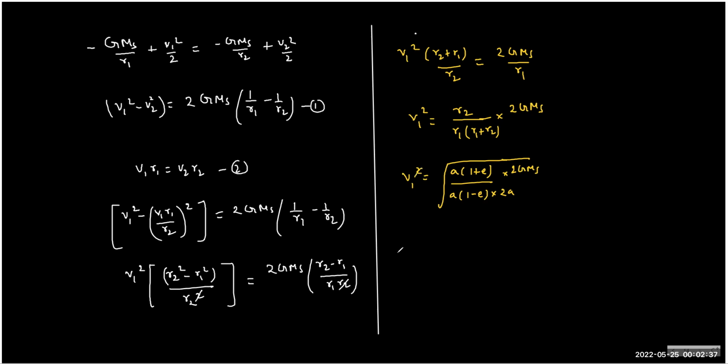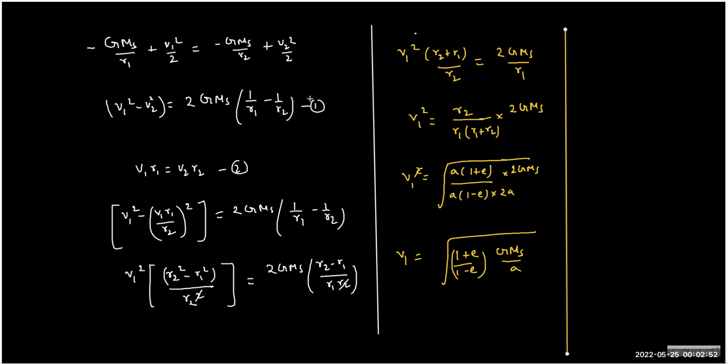So V1 turns out to how much? Yeah, simple. And if it is a circle, then E becomes 0. So we get just GMS by A, which is the known answer. And for V2, no need to solve. Just reverse the sign in the terms. Okay, so a big answer.